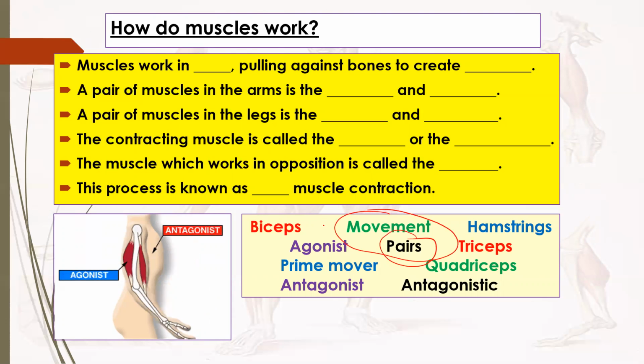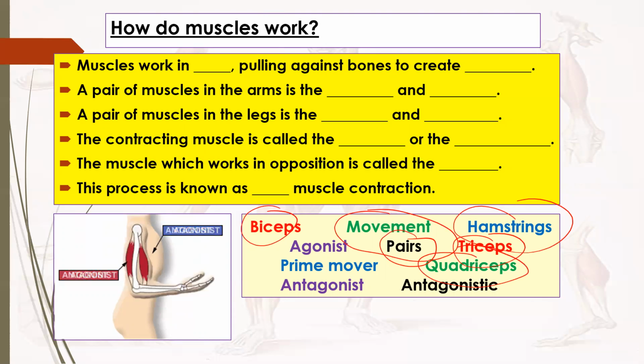Now, it can be that there's a contraction and there's no movement, and we'll look at that later on. For the most part, in terms of how muscles work to create sporting movements, they work in pairs. And we'll get into some of the more detailed aspects of that shortly, but that's crucial. A pair of muscles in the arms. So we've got here biceps and triceps, pair of muscles in the legs, hamstrings, and quadriceps.